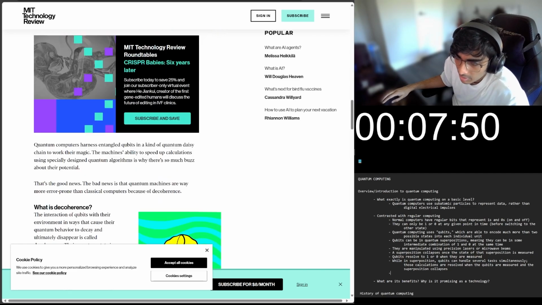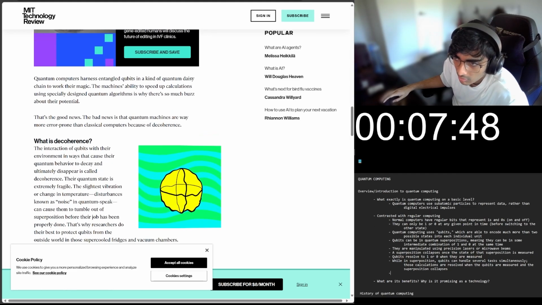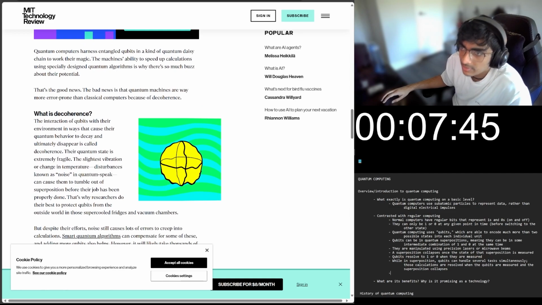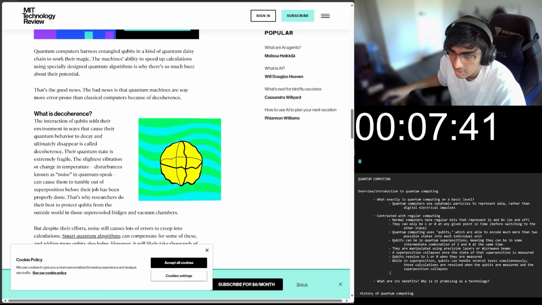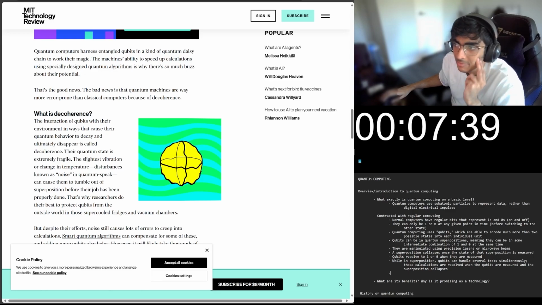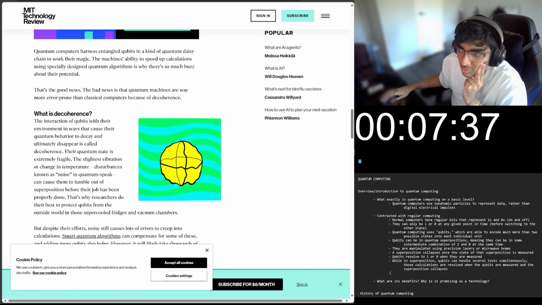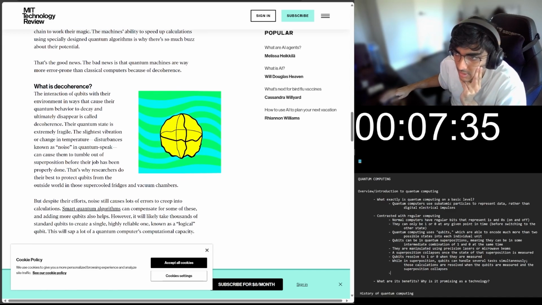I'm not going to go into entanglement hardcore right now, but let's see how this is relevant to quantum computing. Quantum computers harness entangled qubits in a kind of quantum daisy chain to work their magic. Machines' ability to speed up calculations using specially designed quantum algorithms is why there's so much buzz. So that's the good news. Bad news, quantum machines are way more error prone.